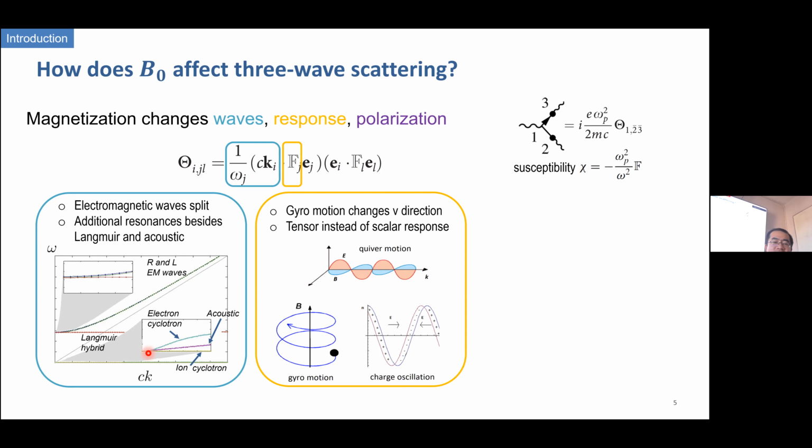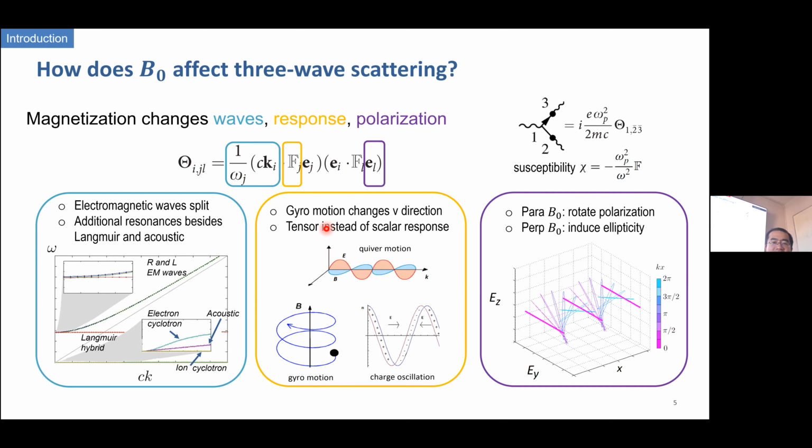So here, the essential reason is now you have a gyro motion. Then the gyro motion mixes up somewhat the transverse electromagnetic wave versus the longitudinal density fluctuation. Now you're mixed, then you have a whole variety of them. So now you have a tensor response instead of a scalar response.